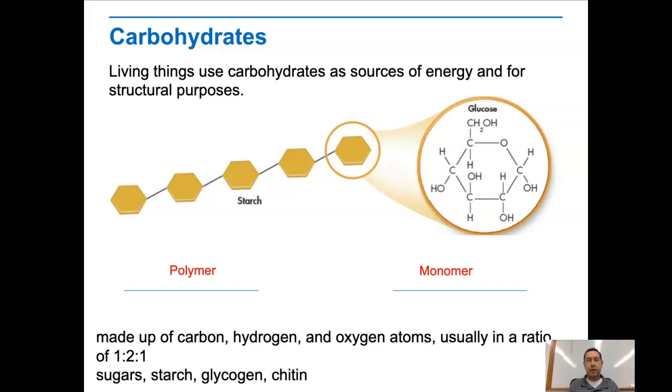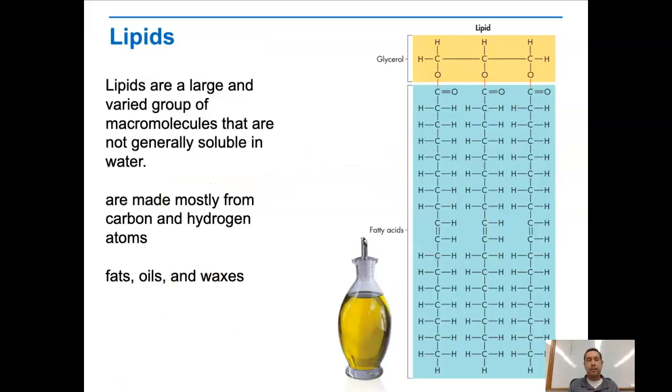So here you can see the monomers and the polymers to build a starch molecule. The monomers of carbohydrates are called monosaccharides, mono meaning one and saccharide meaning sugar. And a polymer is called a polysaccharide, many sugars combined together like starch.